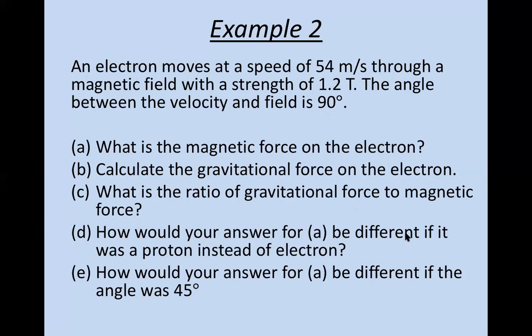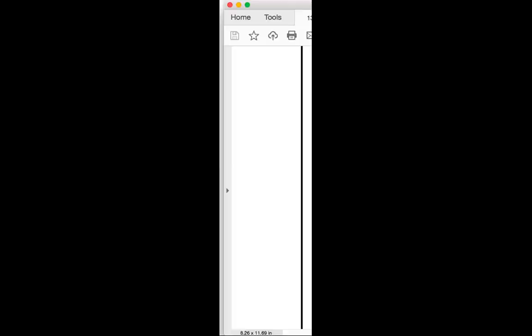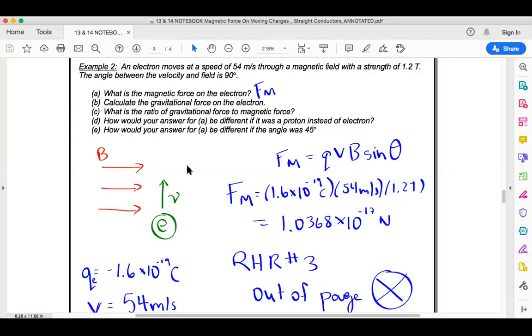How would you answer for A? How would that answer for A be different if it was a proton instead of an electron? And how would your answer for A be different if the angle is 45 degrees? So, just moving to that file. First, a diagram. Let's say the electron is moving up, and the magnetic field is at 90 degrees to it, so we could do to the right or to the left. In this diagram, I'm just randomly going to choose to the right. It's given that it's 90 degrees, but I have choices.